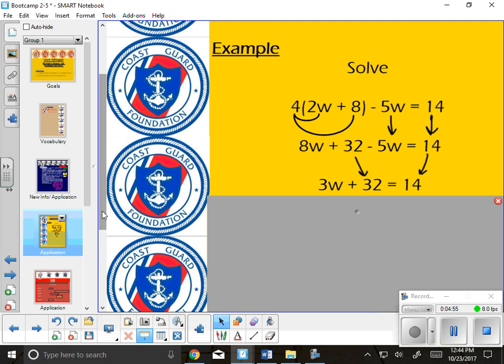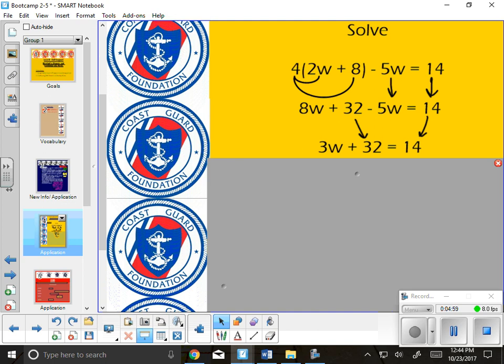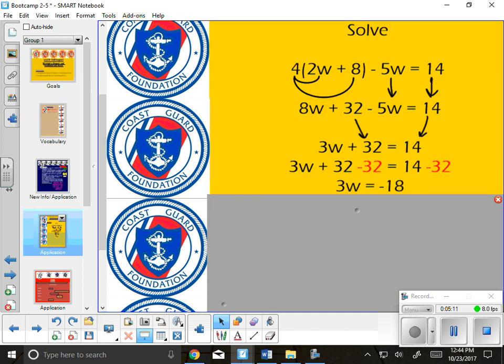From here, we are going to move what is not attached to the variable to the other side. In order to do that, we're going to subtract 32 from both sides. When we do that, we'll be left with 3w on the left and negative 18 on the right. So step 4 tells us that we need to divide or get rid of whatever is attached to the variable. How we're going to do that is we're going to divide by 3 on both sides.